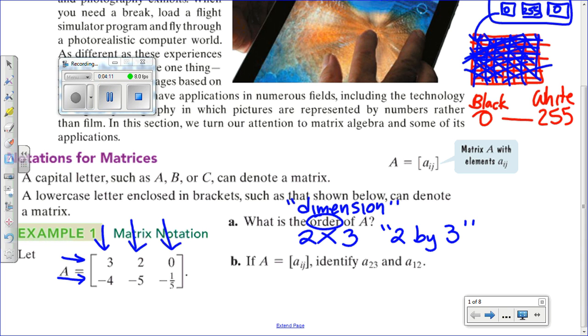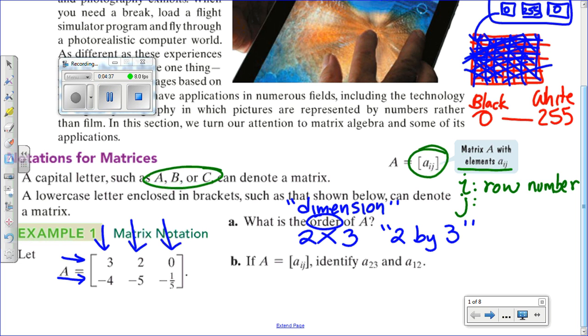By the way, we're going to use uppercase letters to denote matrices. The lowercase will be reserved for the elements of that particular matrix, which will be the entries inside that matrix. The subscript i indicates the row number, and the subscript j indicates the column number.